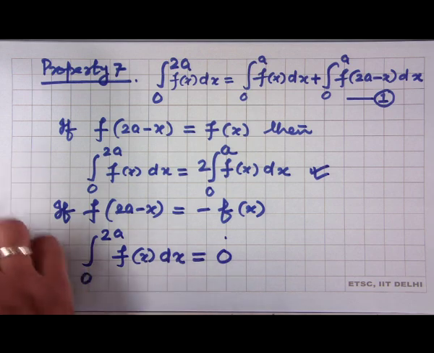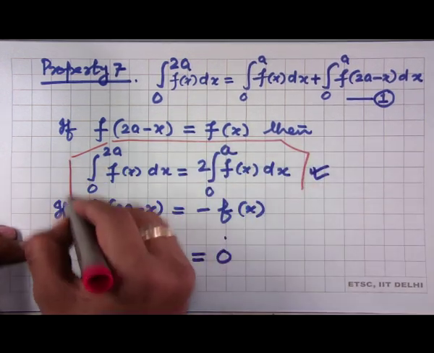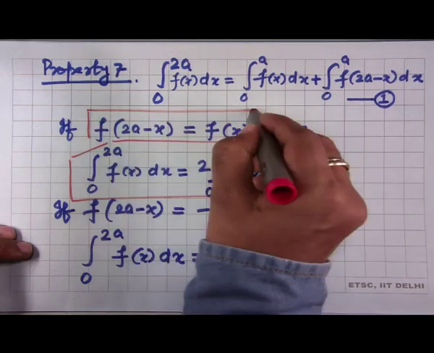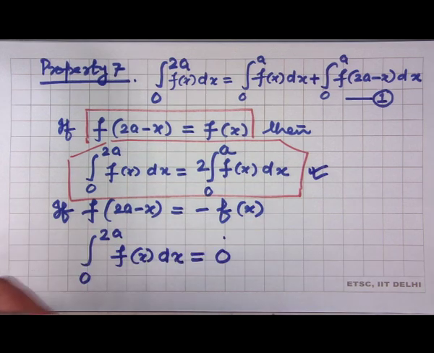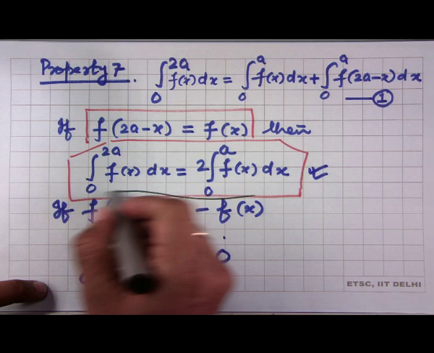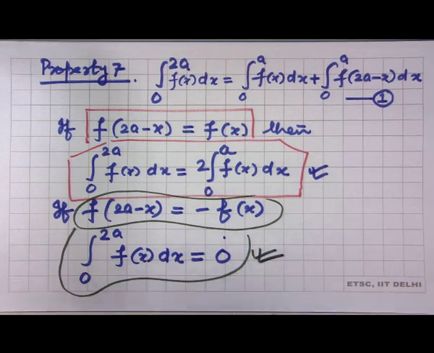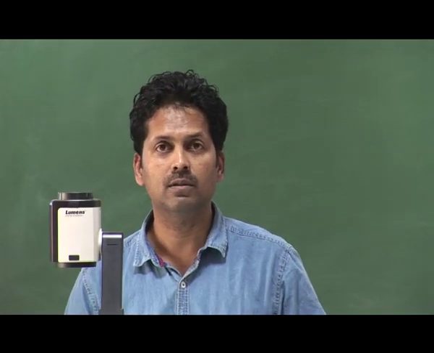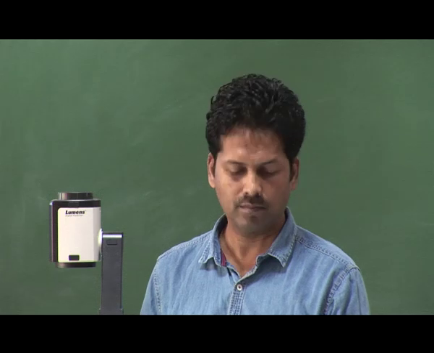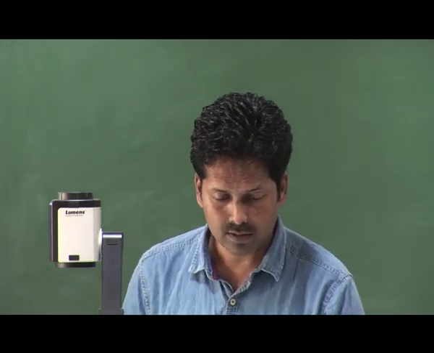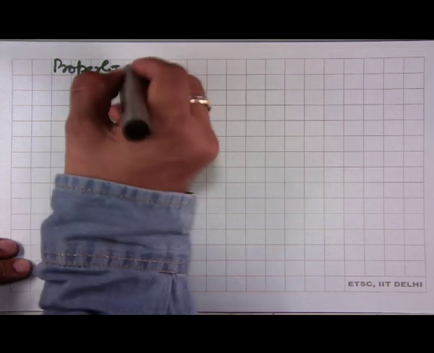It says that this is equal to this if this condition is true, and if this condition is true, then this property. We will see how these properties are going to help us in solving some complicated problems. Now, let us prove the last property, that is property 8.